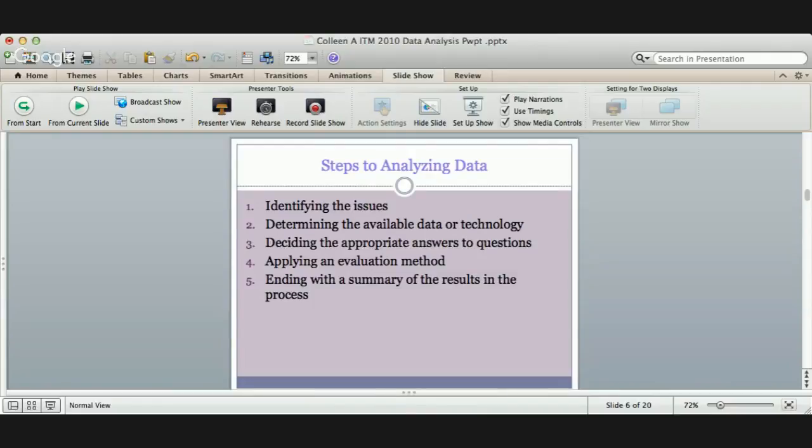There's 5 steps to analyzing data. First, you have to identify the issue. Then you determine the available data or technology you're going to use for the comparison. You then have to decide the appropriate answer to the question you're asked. Next is to apply an evaluation method for this data. And lastly, you want to end with the summary of the results in the process. And with that summary, you're going to give that to administration or management team within your workplace.